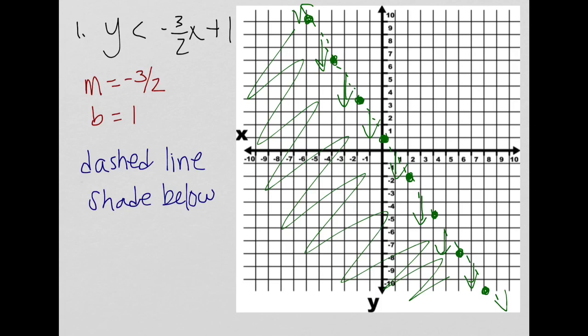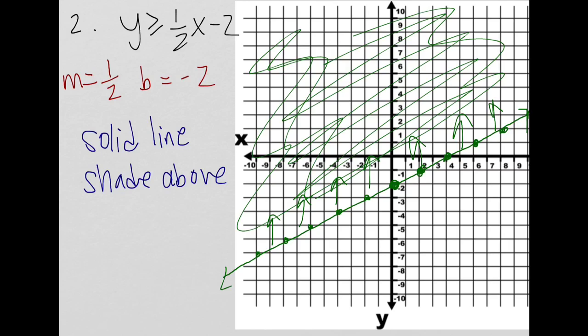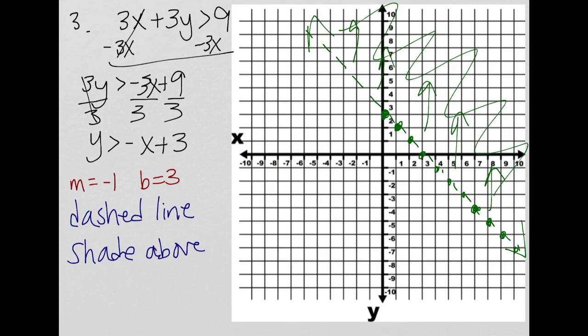Alright, here's the answer to number 1. Make sure you've got the dashed and the shaded below. Pause these if you need to look. Here's number 2, solid line shaded above. Make sure your lines are graphed accurately as well. Number 3, you got to rearrange it first to get y by itself, dashed line shade above.